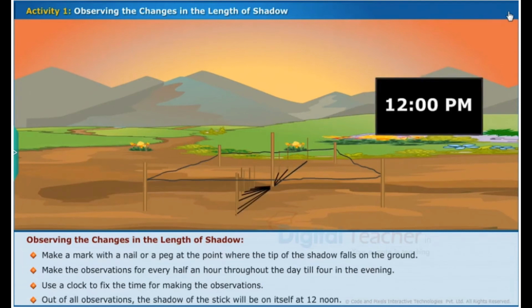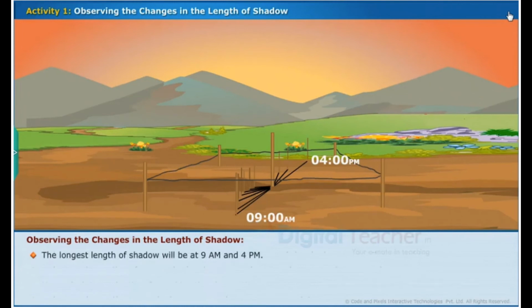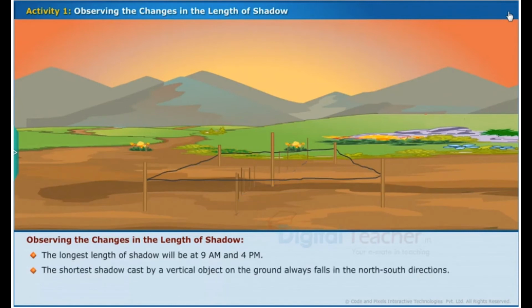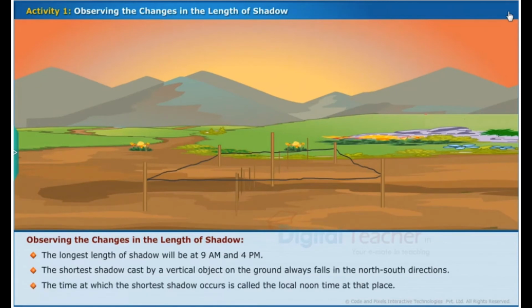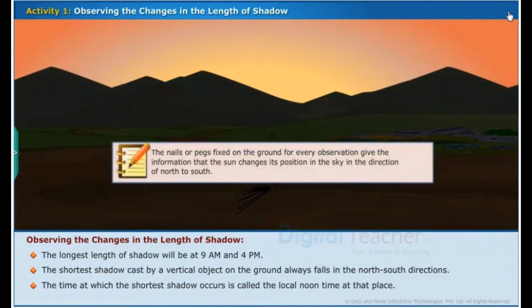Out of all observations, the shadow of the stick will be on itself at 12 noon. The longest length of shadow will be at 9 am and 4 pm. The shortest shadow cast by a vertical object on the ground always falls in the north-south direction. The time at which the shortest shadow occurs is called the local noon time at that place. The nails or pegs fixed on the ground for every observation give the information that the sun changes its position in the sky in the direction of north to south.